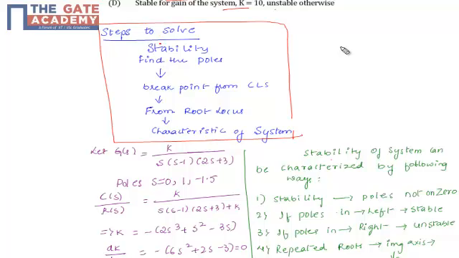First we have to understand what is stability and find out the poles of the given transfer function, and we have to find the breakpoint for the closed loop system, and from the poles and from the breakpoint we can draw the root locus. From the root locus we can determine the characteristics of the system.